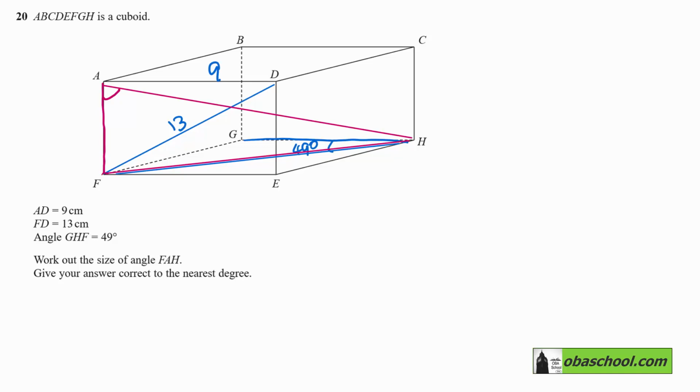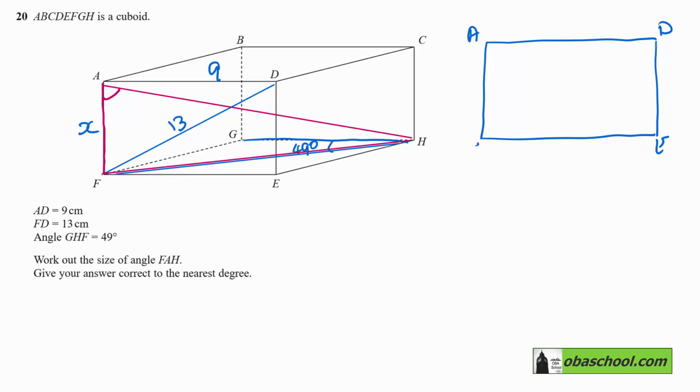Okay, so we can work out this length here, which I'll call X, the length AF. If we just consider the rectangle at the end here, the one nearest to us, which is ADEF, we were given this length is 13 and that this length here is 9. And that one there is a right angle. So this is what I've just called X.